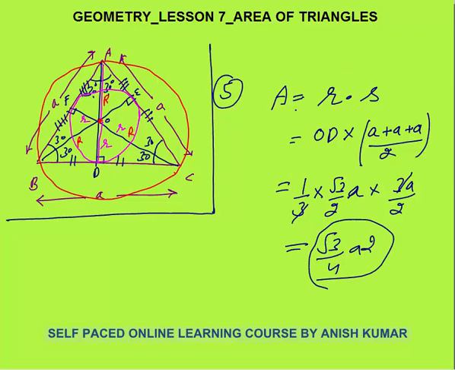So area is equal to small r into s, where small r is the inradius. Again, as in the case of circumradius, this formula is not much used, but still we must know that area is equal to small r into s.